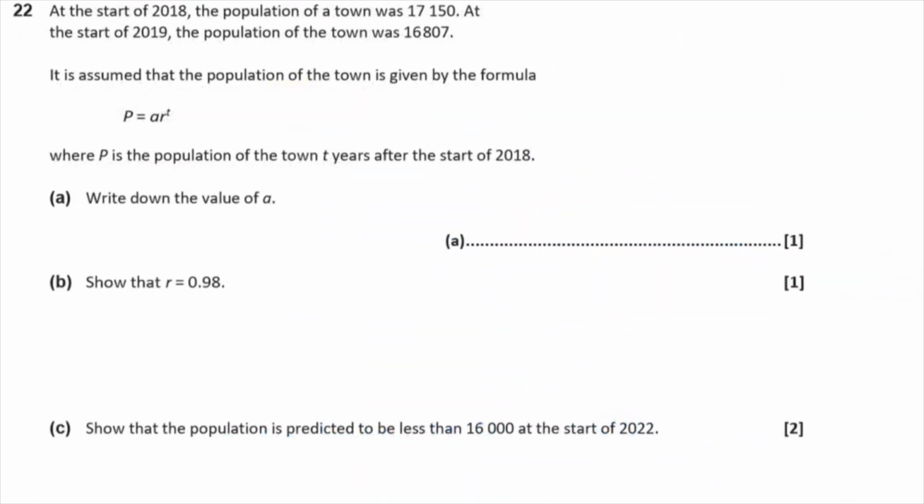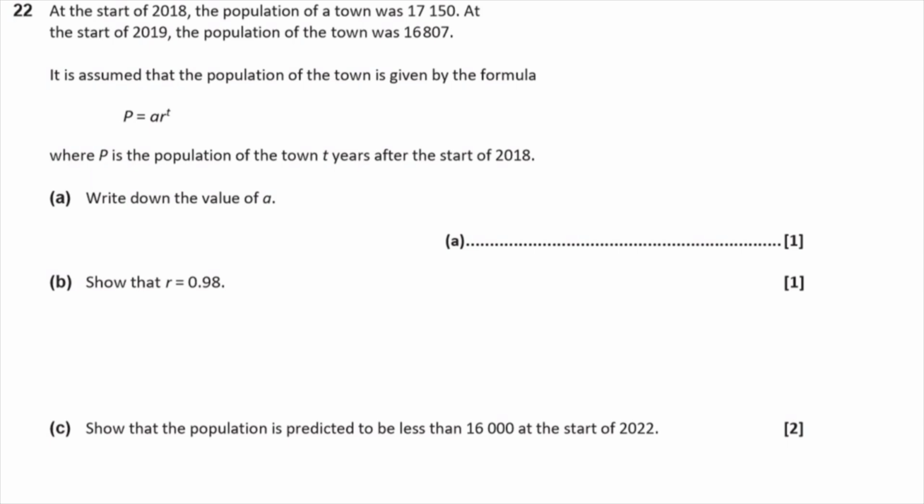Question 22. At the start of 2018, the population of a town was 17,150. At the start of 2019, the population of the town was 16,807. It's assumed that the population of the town is given by the formula P equals A R to the power of T, where P is the population of the town T years after the start of 2018. Write down the value of A.